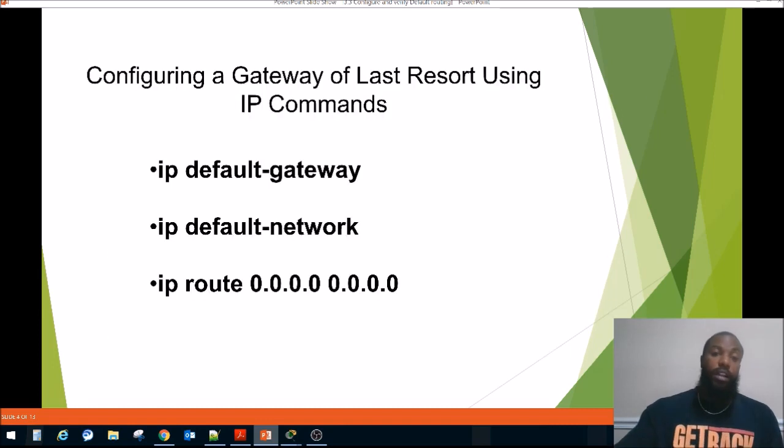So, all right, we've got three different ways that we can configure our default route. We talked about the last one right there, ip route. That's basically a static route.